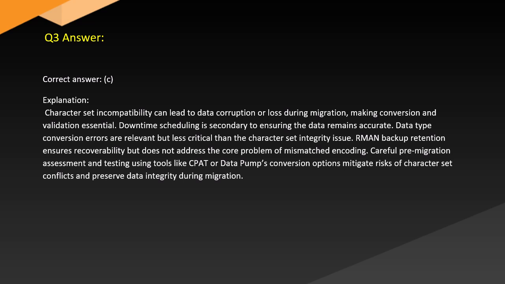Answer. Correct answer: C. Explanation. Character set incompatibility can lead to data corruption or loss during migration, making conversion and validation essential. Downtime scheduling is secondary to ensuring the data remains accurate. Data type conversion errors are relevant but less critical than the character set integrity issue. RMAN backup retention ensures recoverability but does not address the core problem of mismatched encoding.